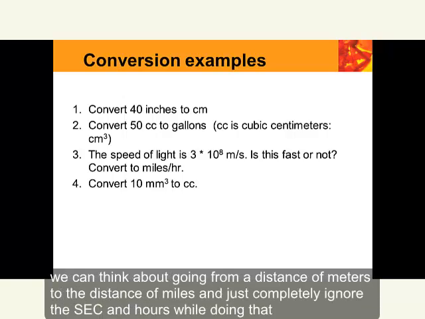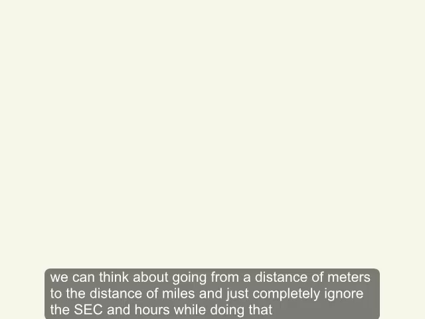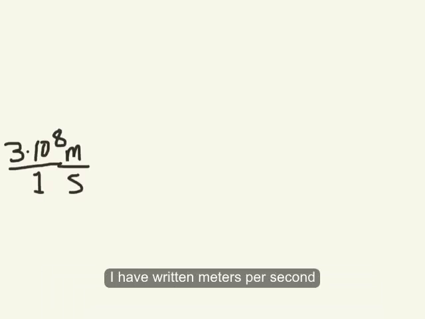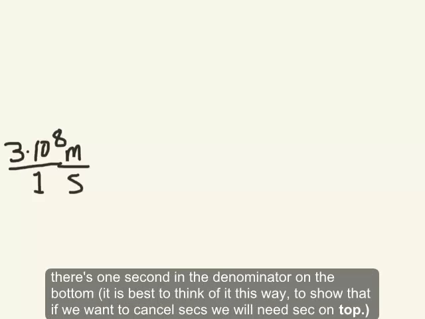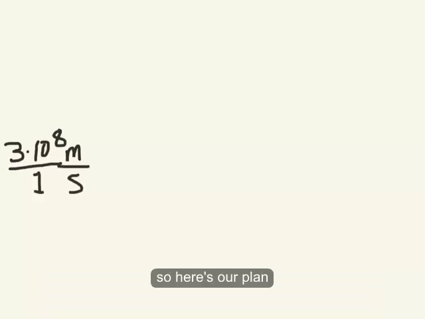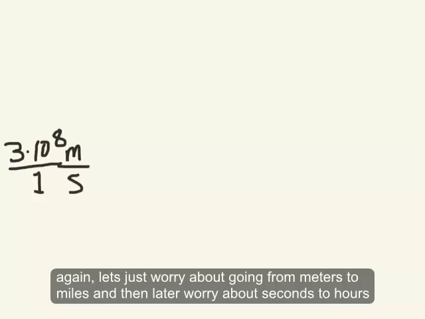So we can think about going from the distance of meters to the distance of miles, and we can just completely ignore the seconds and hours while we're doing that. So you can see I've written 3 times 10 to the 8th meters per second just a little bit differently, just to show that there's 1 second in the denominator on the bottom. So here's our plan. Again, let's just worry about going from meters to miles and ignore the seconds.